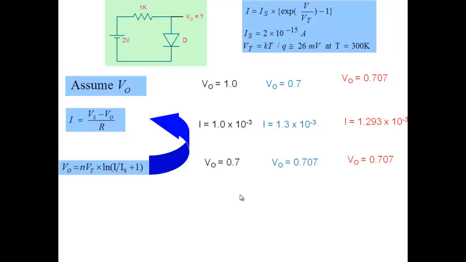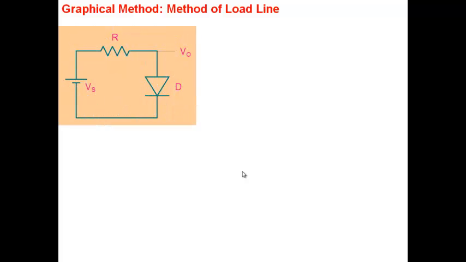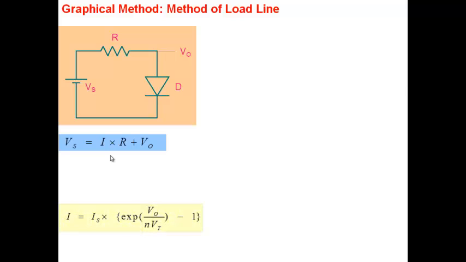All right. If you don't want to do the iterative method, the other one is the method of load line, which is very common in diode circuits and common in BJT and MOSFET amplifiers. It used to be more popular earlier when we didn't have access to computers. Let me just illustrate here. Again, the same circuit, and the equations are Vs equals IR plus V0 and the diode equation. These are the two equations that we have to solve.